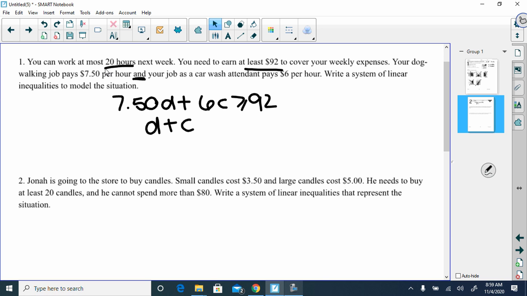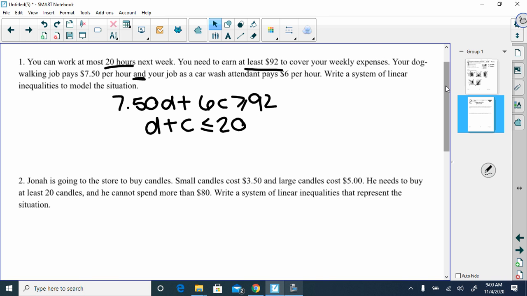But the most she can work is 20 hours. So does that mean she could work any more than 20? So I need to show that this is less than or equal to 20 hours, right? So I would need to put this inequality to show that, right? Okay, so here's our system of inequalities, and you don't have to solve. Just set up the two inequalities.